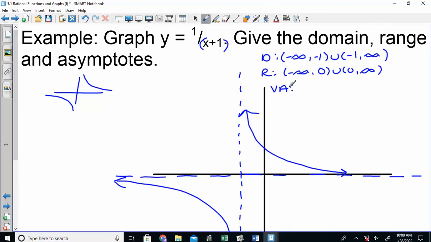So vertical and horizontal asymptotes. With our asymptotes, they are lines, so you have to give a full equation. You can't just say -1. Vertical is always x equals a number. Horizontal is y equals. So what's my vertical asymptote? And my horizontal? 0. So vertical x equals -1, horizontal y equals 0. Questions here?